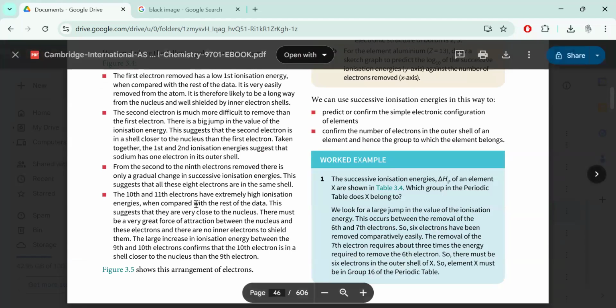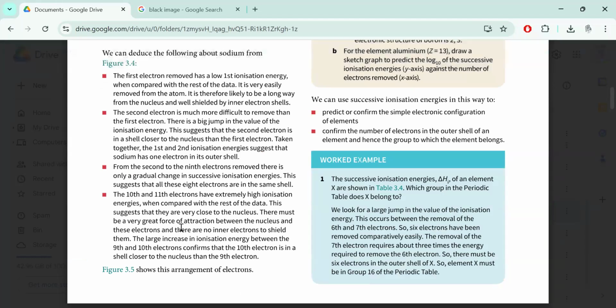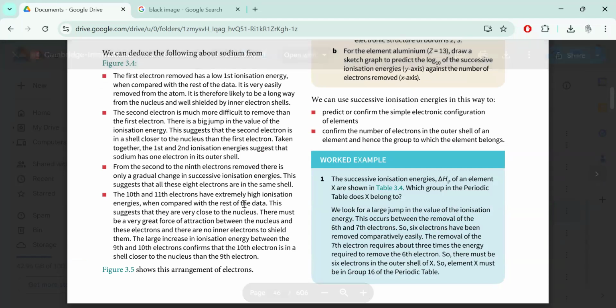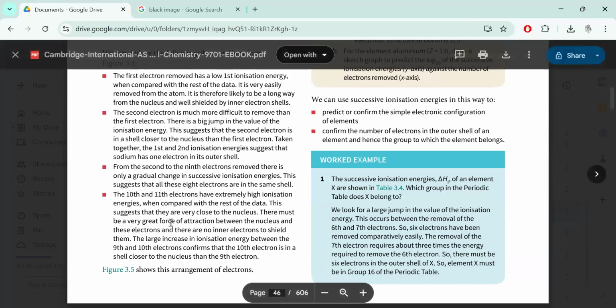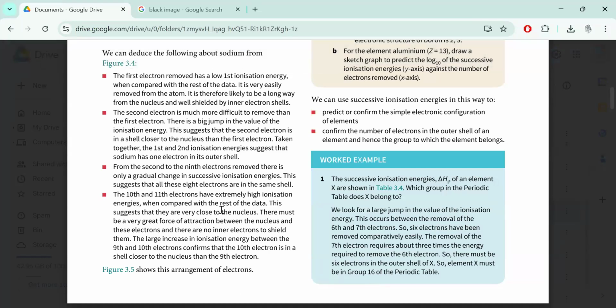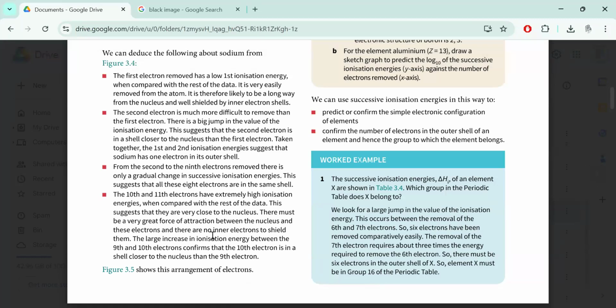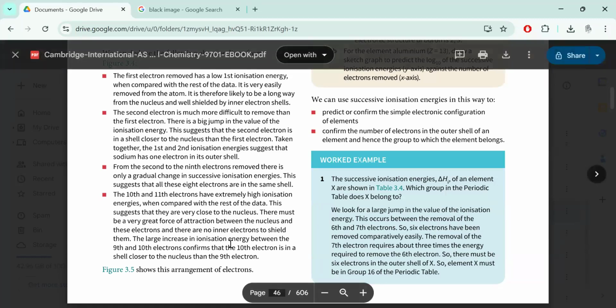The 10th and 11th electrons have extremely high ionization energies when compared with the rest of the data. This suggests that they're very close to the nucleus, in 1s2, which is the closest to the nucleus. The lower the level of the valence electrons, the closer to the nucleus, so it requires an extreme amount of ionization energy. There must be a great force of attraction. The closer to the nucleus, the greater the attraction between the nucleus and these electrons.